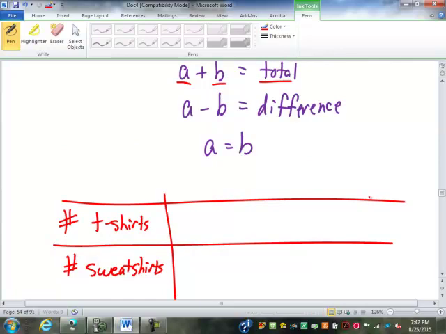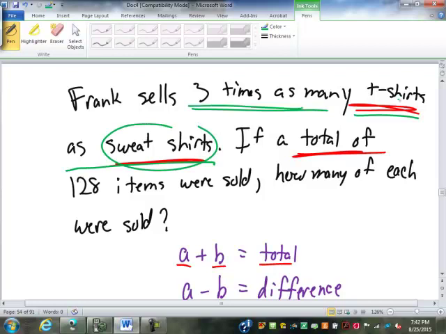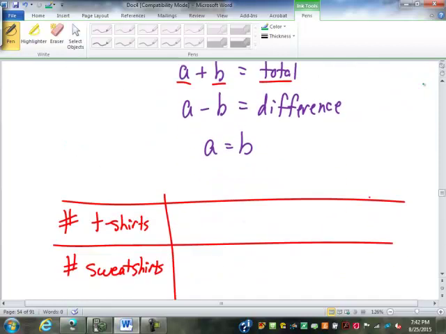So what we do is we look up here and we try to find if one value is defined from the other. And here we can see it says 3 times as many t-shirts as sweatshirts. So that's telling us if we knew how many sweatshirts were sold, we could just multiply by 3 to get the number of t-shirts sold. So for my variables, I'm going to let the number of sweatshirts sold be x, which means the number of t-shirts sold would be 3x, 3 times x, because there's 3 times as many.